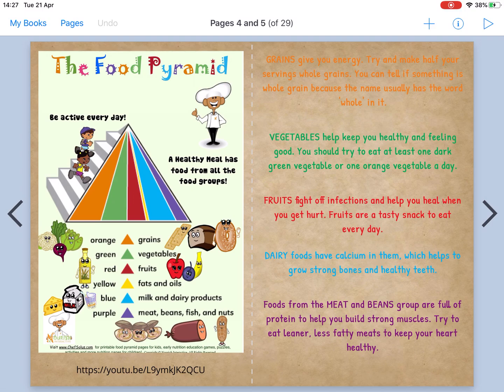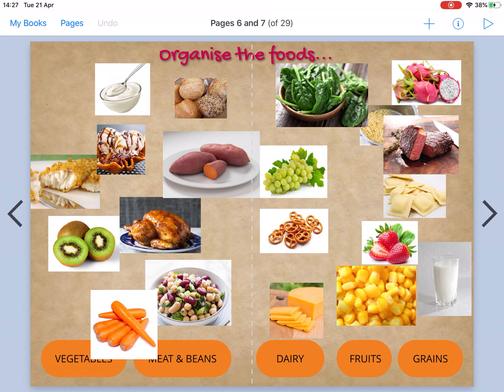Then you would have read through the food pyramid, and you would have read through the 5 groups there and why they are important. I asked you to write that in a table for me on your lined page, and I'll show you the answers in a minute so you can check that you were right. Then you had to try and organize the foods. Now, if we'd been in class, we would have done this on the iPad and you could have moved them around. Unfortunately, you're at home and I'm missing your faces so much.